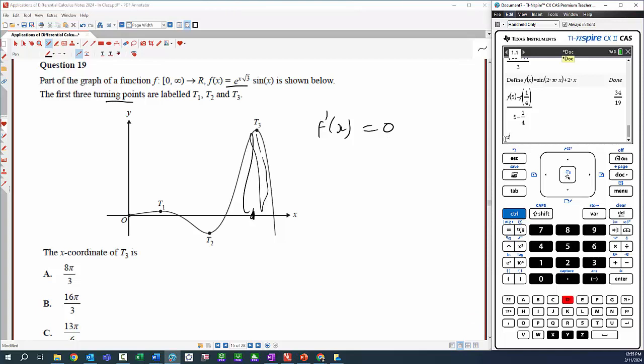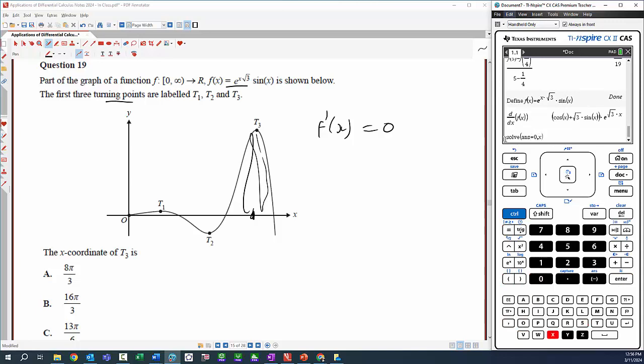So let's try it. Define f of x equals e to the, what is it going to be? Yeah, root 3 sine, or x times root 3. Control root. X times root 3 times sine x. Yeah. Alright, so let's get our derivative. Shift minus d dx f of x. Now we'll go solve, ans equals 0 for x.